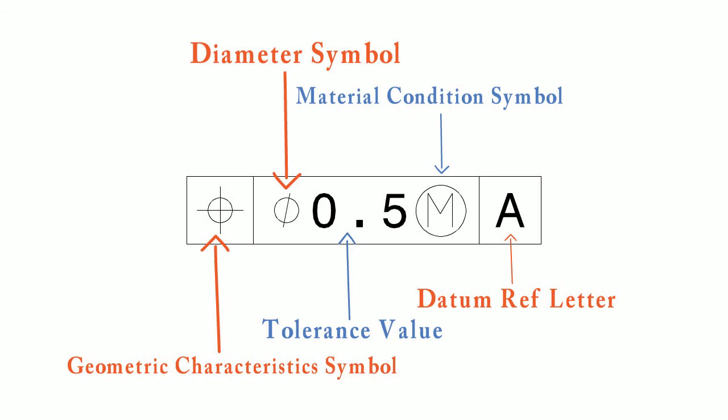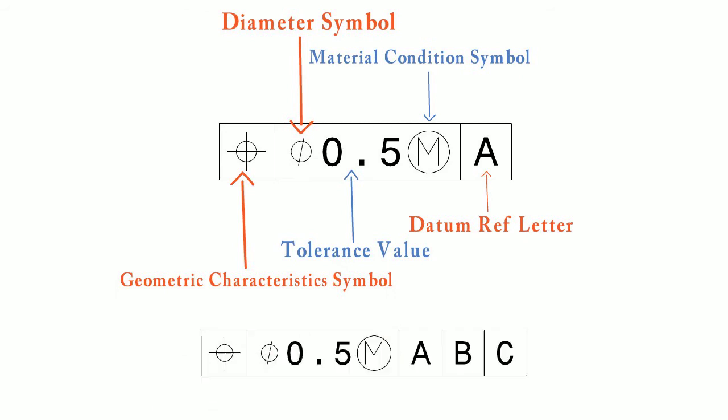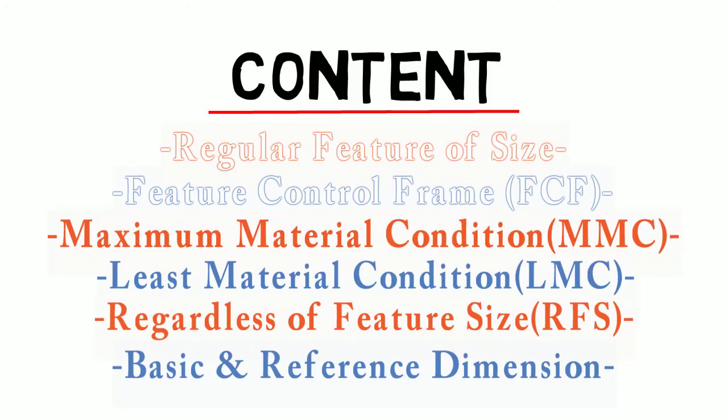If we have to give more than one datum, then this feature control frame can be constructed like this also. Here this is a geometrical characteristic symbol which is a position and we have given 3 datums. These 3 datums are entered here in desired order of precedence. How this order can be decided we will see in another video. Now move to our next symbol, which is material modifier.